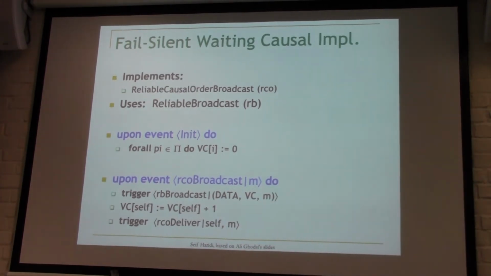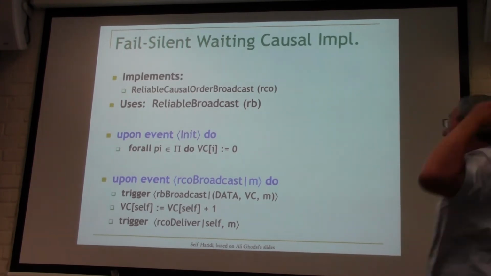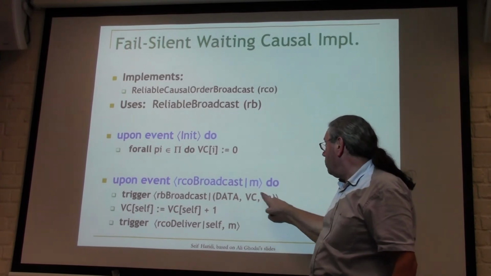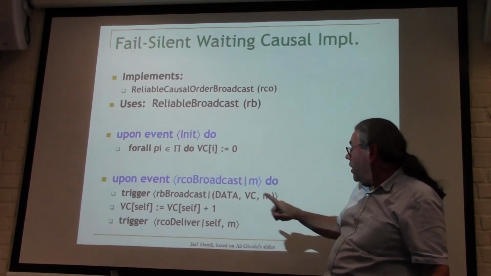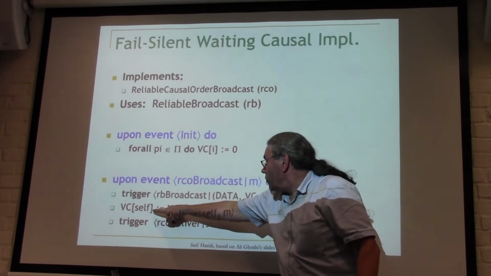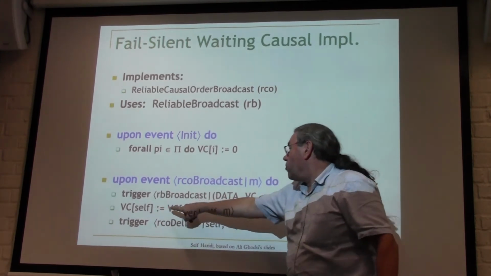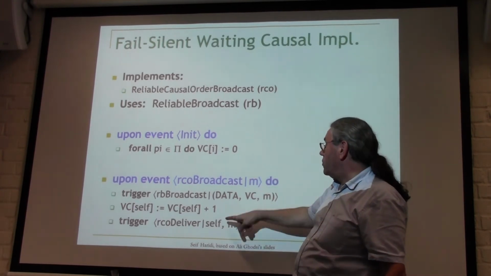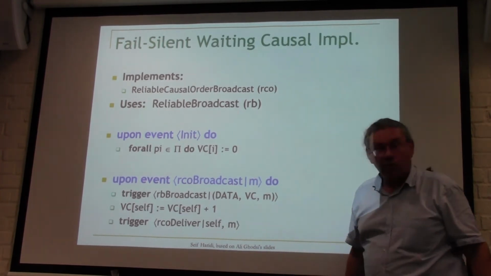So this is going down here. And I will piggyback my local vector clock to the M. I'm sending M plus the local vector clock. And then I will increment the index of my process, self, and I will do RCO deliver. So I can do the local RCO deliver right away.